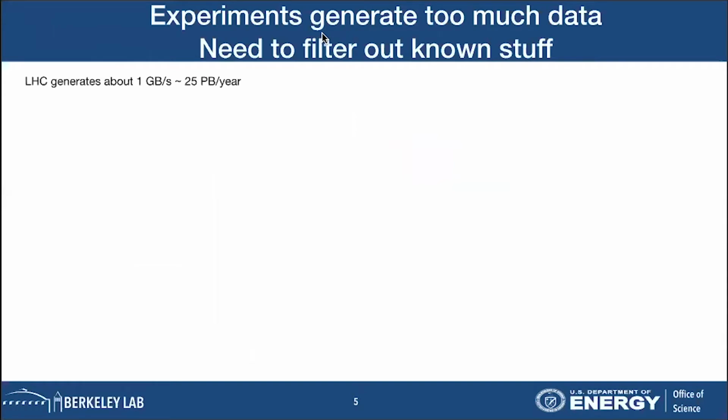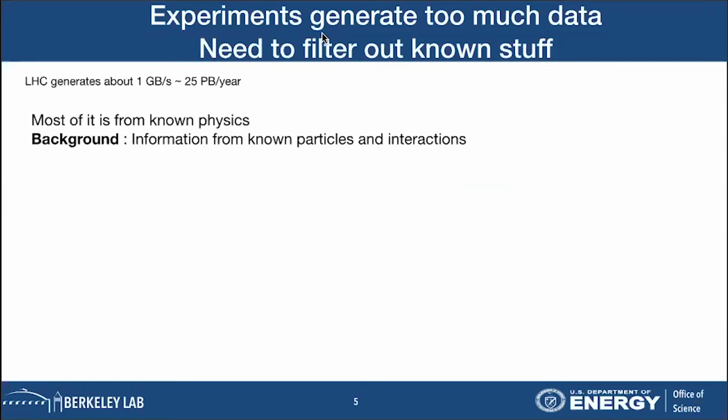Now these experiments, it turns out, produce a lot of data. The LHC generates about a gigabyte of data per second. That's about 25 petabytes a year, which is huge. And it turns out most of this information is from physics that we know and understand pretty well. And this is what we term as background.